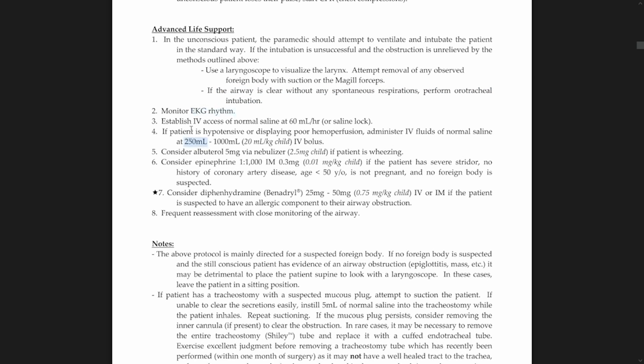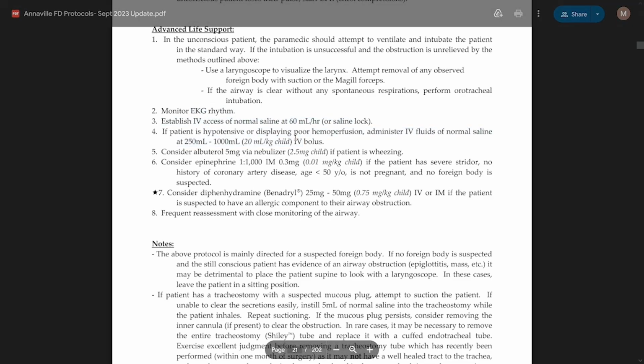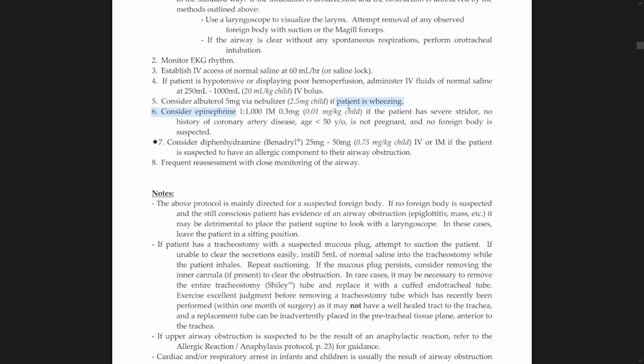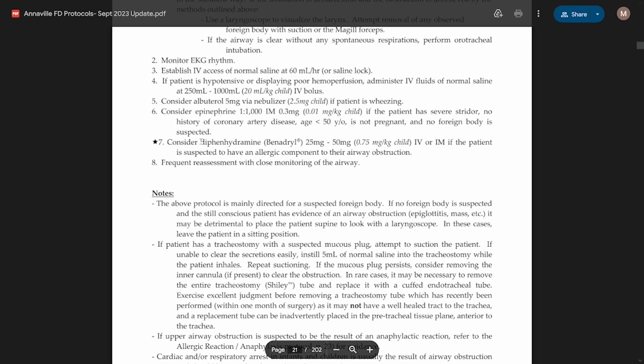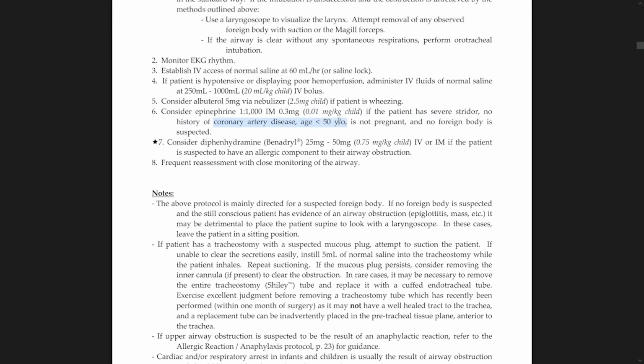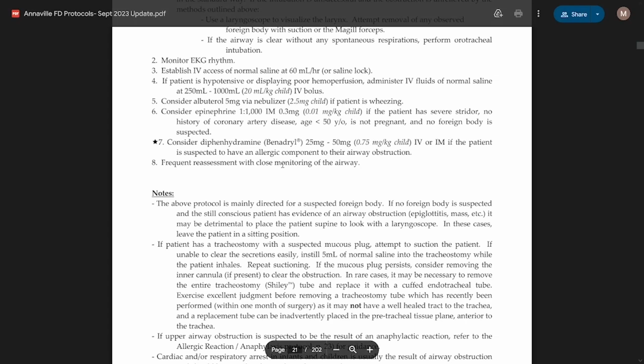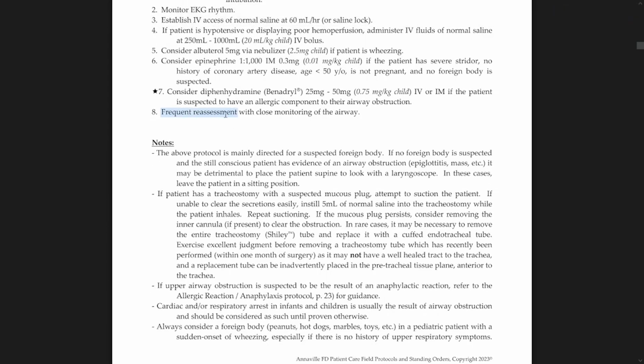Monitor an EKG rhythm. Of course, we're probably establishing this pretty late if we're worried about choking. Establish IV access. If they're hypotensive, go ahead and give them saline. Consider albuterol if the patient's wheezing. Consider epinephrine if the patient has severe stridor with no history of coronary artery disease, age less than 50 years old, is not pregnant, and no foreign body suspected. Consider diphenhydramine, which is Benadryl, 25 to 50 milligrams or 0.75 milligrams per kilogram for a child, either IV or IM if the patient is suspected to have an allergic component to their airway obstruction.